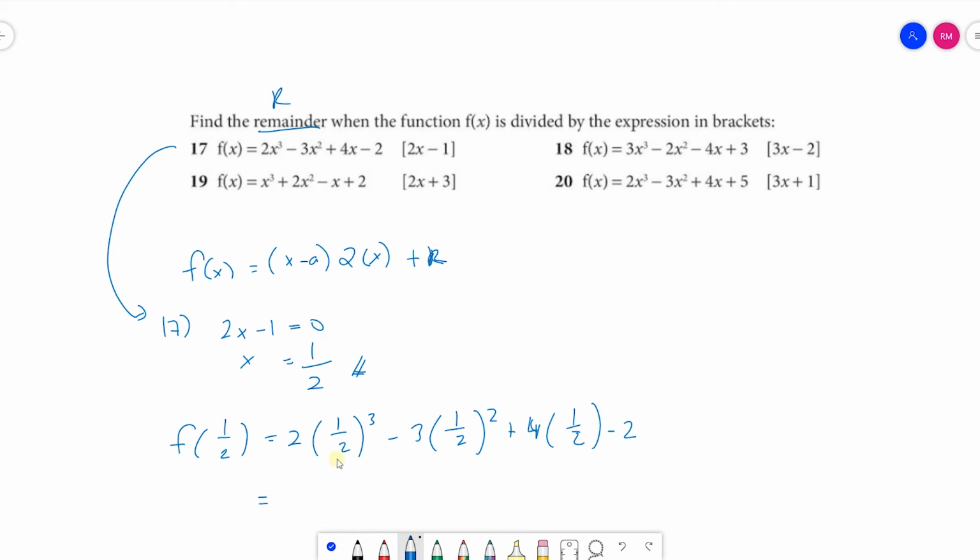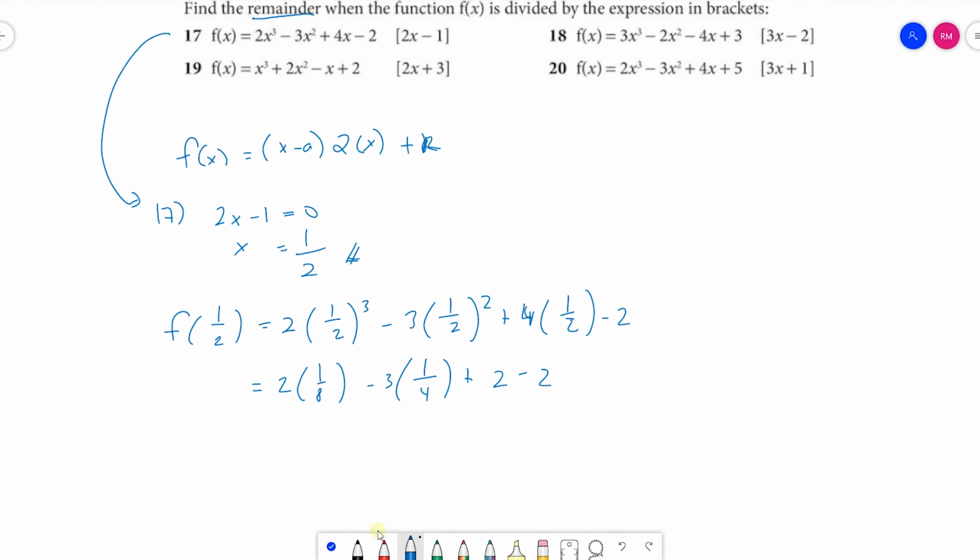So 1 over 2 cubed is equal to 1 over 8. Let me double check. Yes, it's true. 1 over 8 times 2, the answer is 1 over 4. All right, so maybe I'll just write it one by one, easier for you. So 3 times 1 over 4 when squared, plus 4 divided by 2, correct, which is plus 2, minus 2.